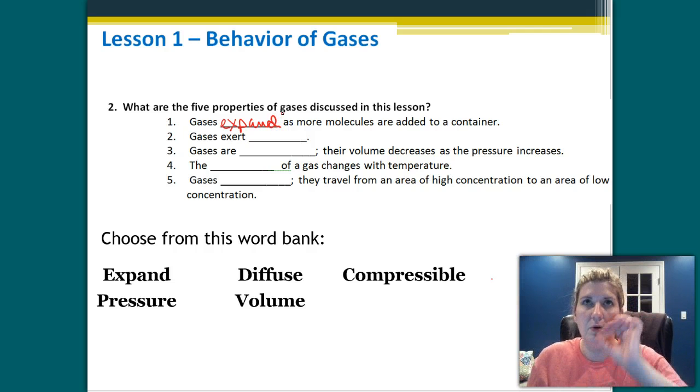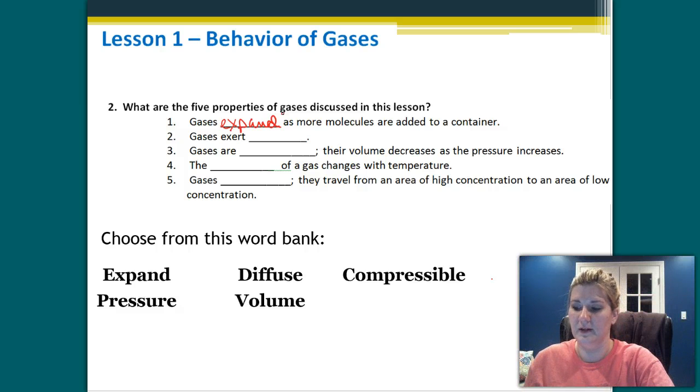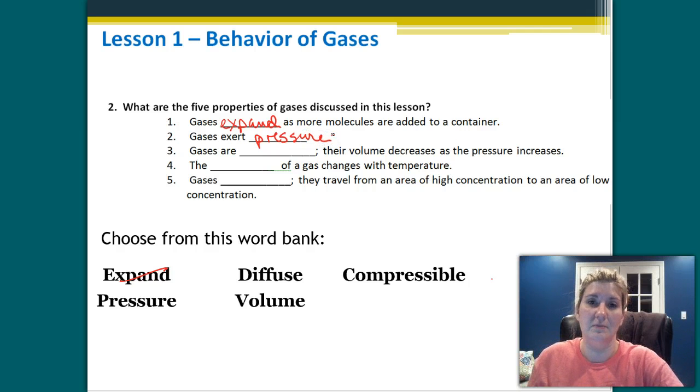We blow air into a balloon, the balloon grows. Okay? Gases exert pressure. So we use expand. Gases exert pressure like in the tires of your car. And you need to measure that pressure in order to make sure that they are filled properly.